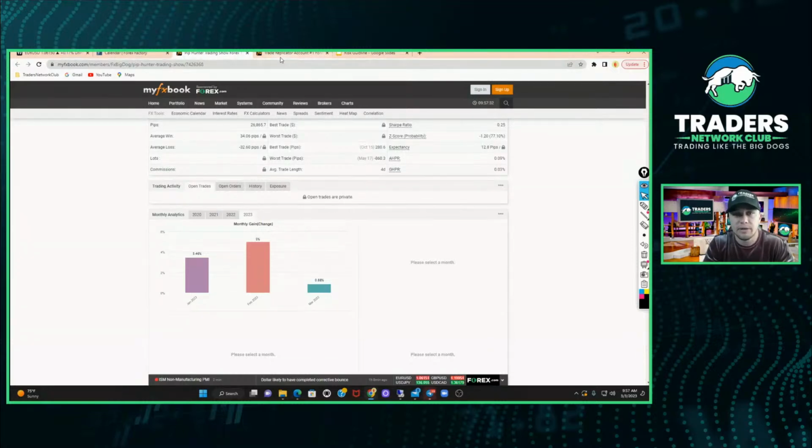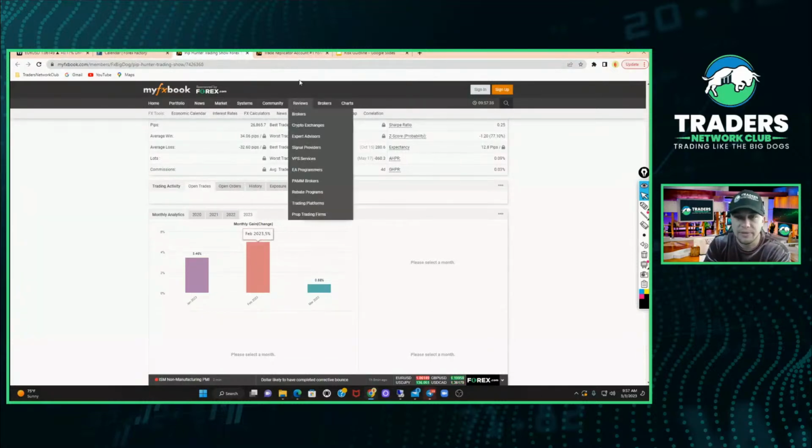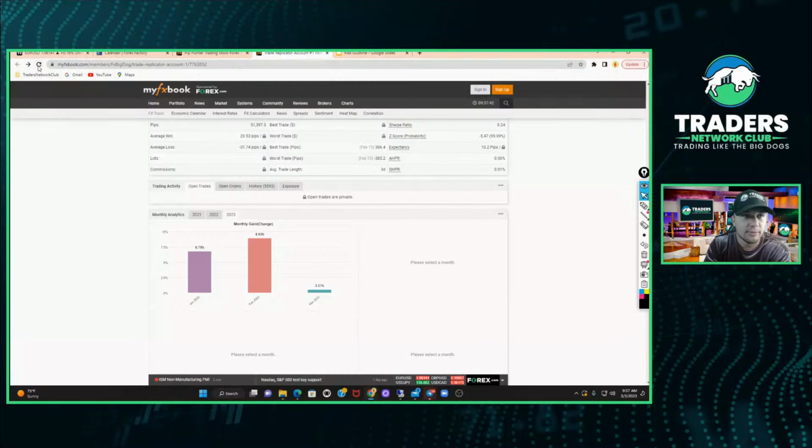But this is the Pip Hunter trading show. This is the VIP show that I do my VIP classes. These are the trades that are implemented here. And if you guys take a look at our professional membership, connect to our Pip Hunter automation, these are our returns for our Pip Hunter.